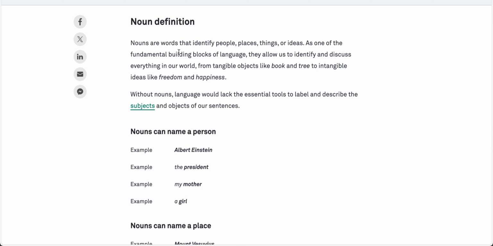Nouns are one of the fundamental building blocks of language, and it is, nouns and verbs are fundamental building blocks. They allow us to identify and discuss everything in our world, from tangible objects like a book and a tree to intangible ideas like freedom and happiness. The word freedom is a noun. Happiness is a noun. A book and a tree are nouns. So without nouns, language would lack the essential tools to label and describe the subjects or objects of our sentences.